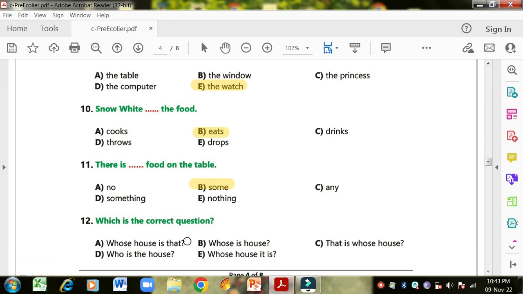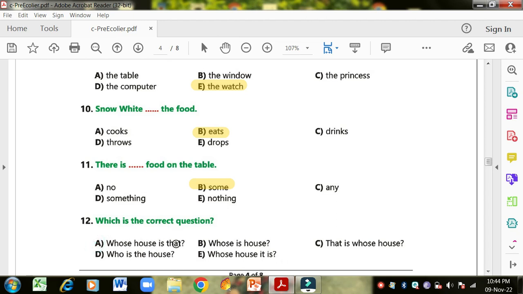So now you have to choose the correct question. Which question is correct? Whose house is that? Is this correct? Whose is house? Is this correct? No. That is whose house? Is this correct? No. Who is the house? No. Whose house it is? Is this correct? No, this is not correct. Why? Because I told you that after whose house there should be a helping verb, is, and after that it is the subject. The subject will come after the helping verb. So the correct option is A.